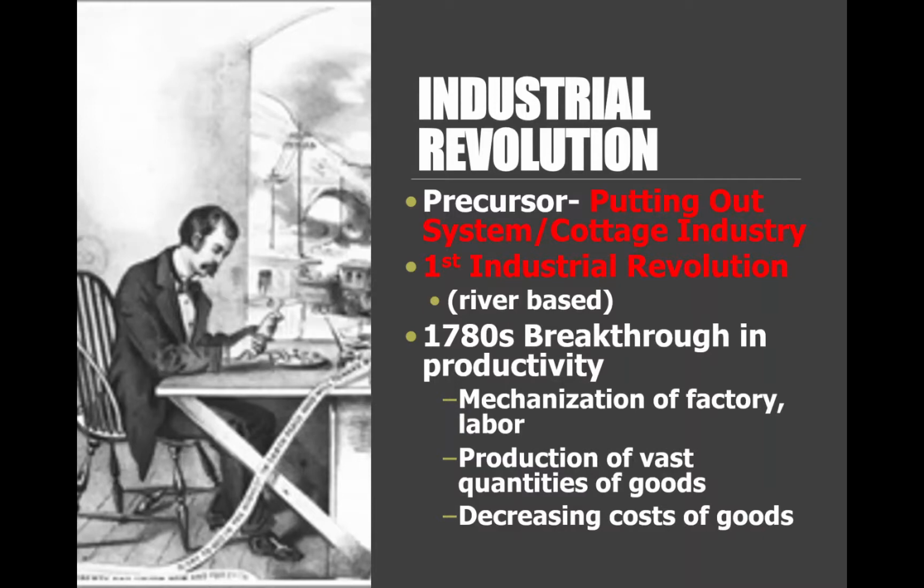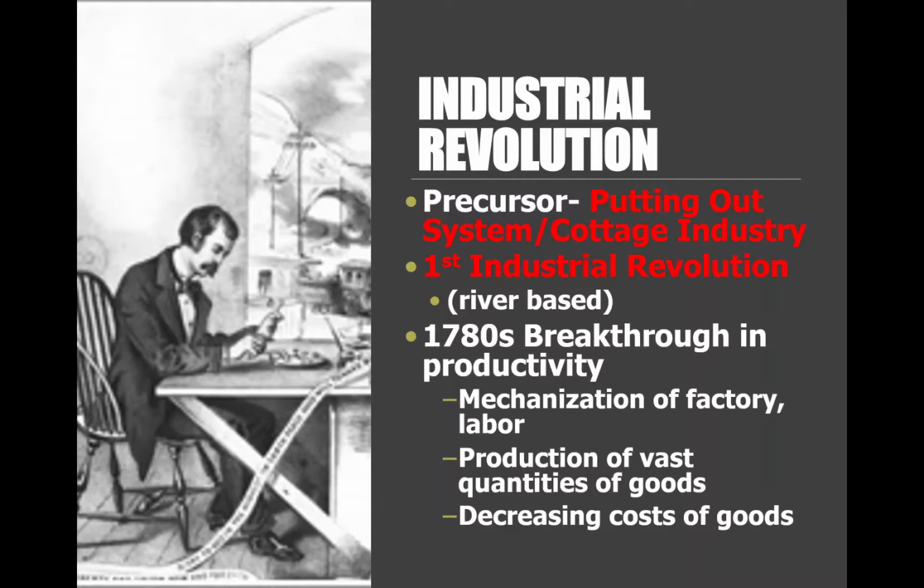The Industrial Revolution is going to make this a large scale thing where people are all brought together in one type of factory. The first Industrial Revolution begins in England. It's going to be river based. They're going to use the current of the river as a form of energy to spin the water wheels to turn the cotton into textile clothing.